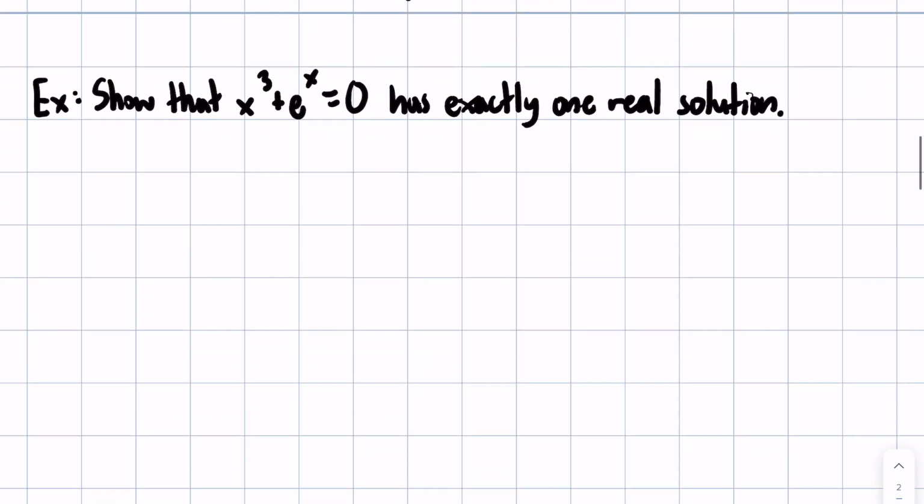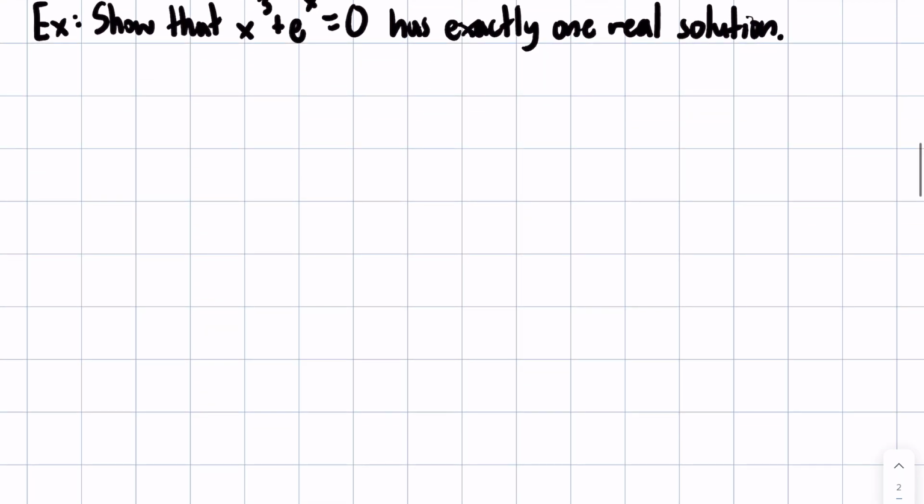All right, so let's do an example of Rolle's theorem. We are given this equation, x cubed plus e to the x equals 0, and we want to show that it has exactly one real solution. So we are going to use a proof by contradiction here.